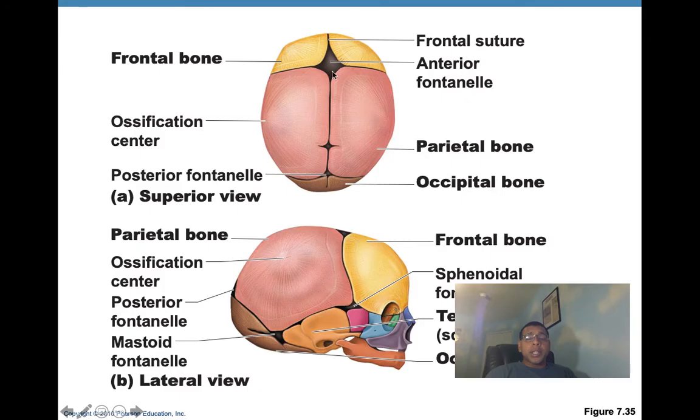Here we can appreciate the anterior fontanelle. You can see this is the anterior aspect of the skull, and here's the anterior fontanelle. Posterior, you can see right back here, we can see it from this lateral view. And then the mastoid fontanelle and the sphenoidal fontanelle are both appreciated from just this view here. You can't appreciate them from the superior view.